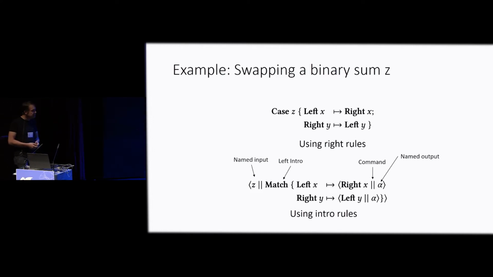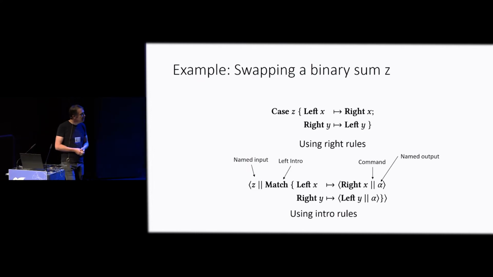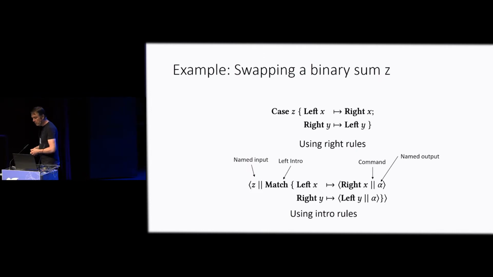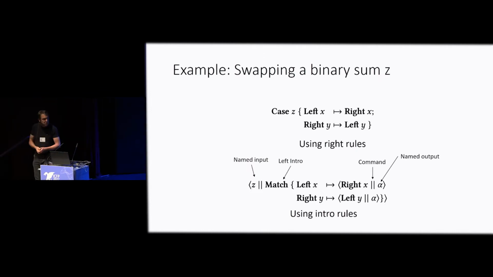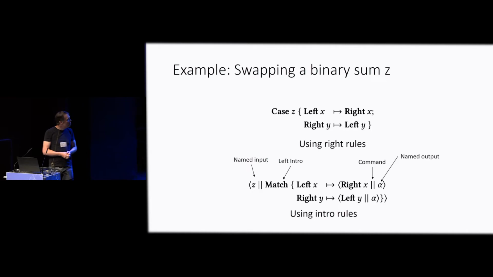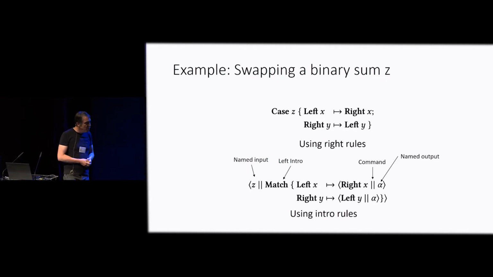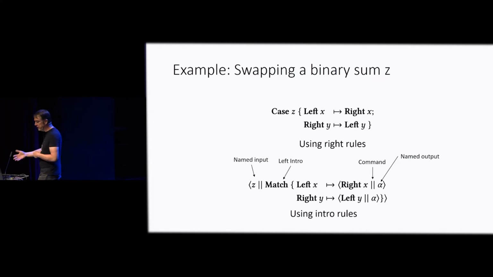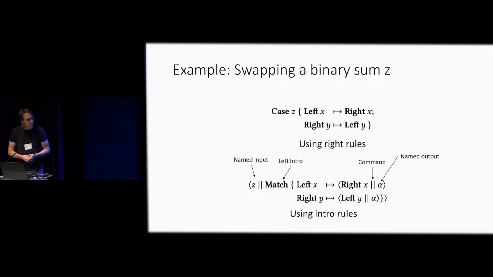Those of you who are familiar with computational sequent calculi will also recognize how we can do this using only introduction rules in something like the lambda bar mu mu tilde calculus. There we have these double bars. They denote commands, and on the left hand side of the double bar we have a producer term, and on the right hand side we have what we call a consumer term.